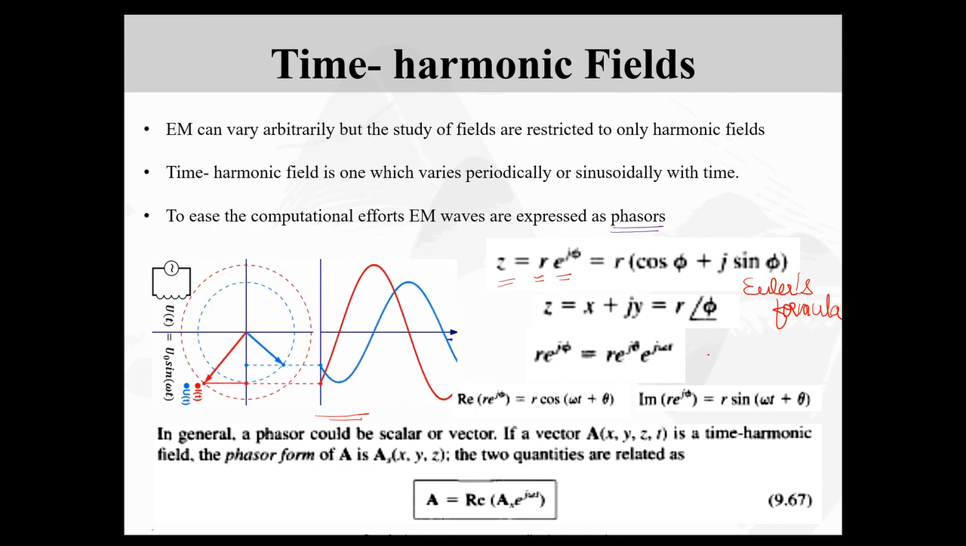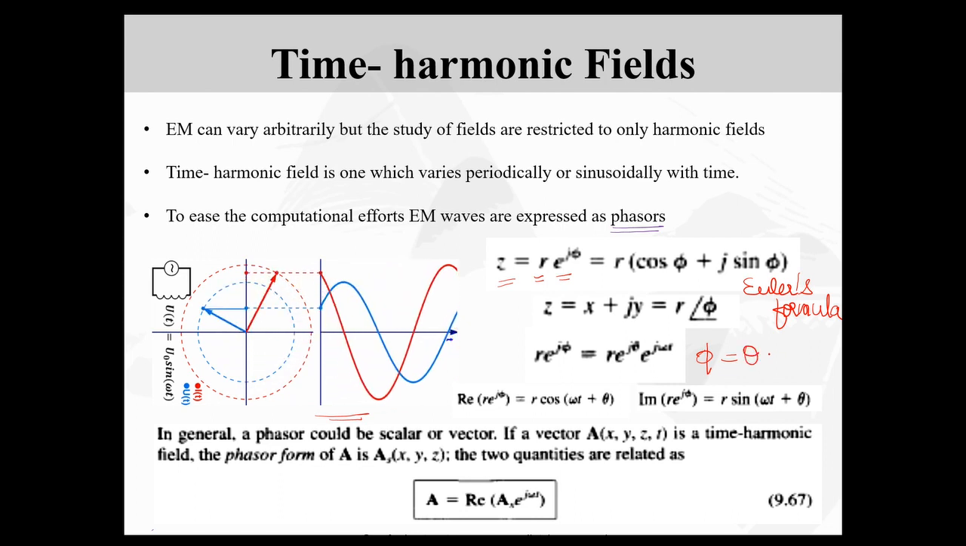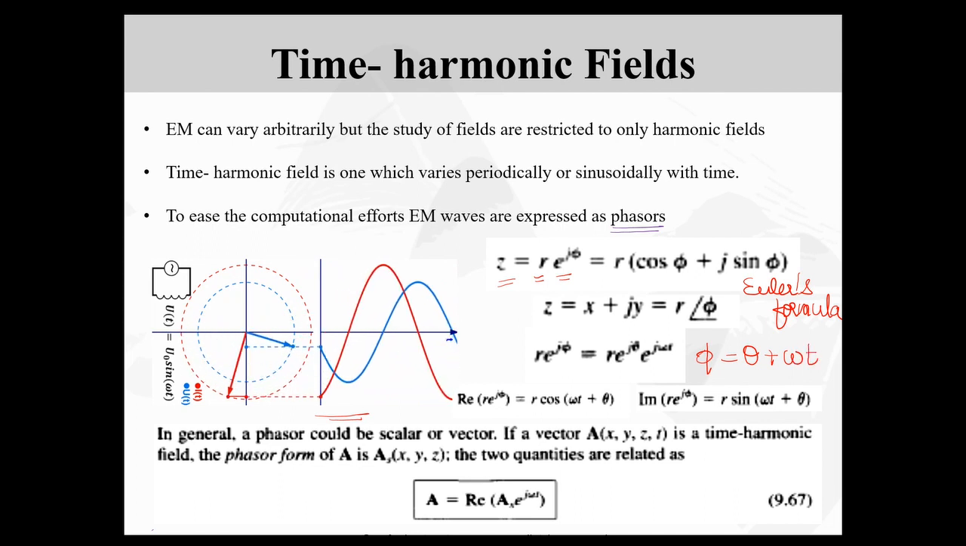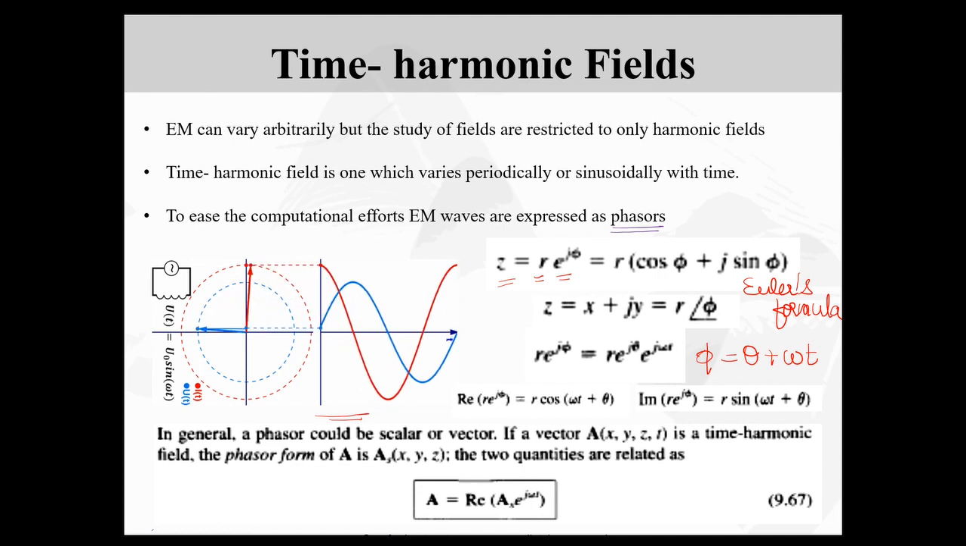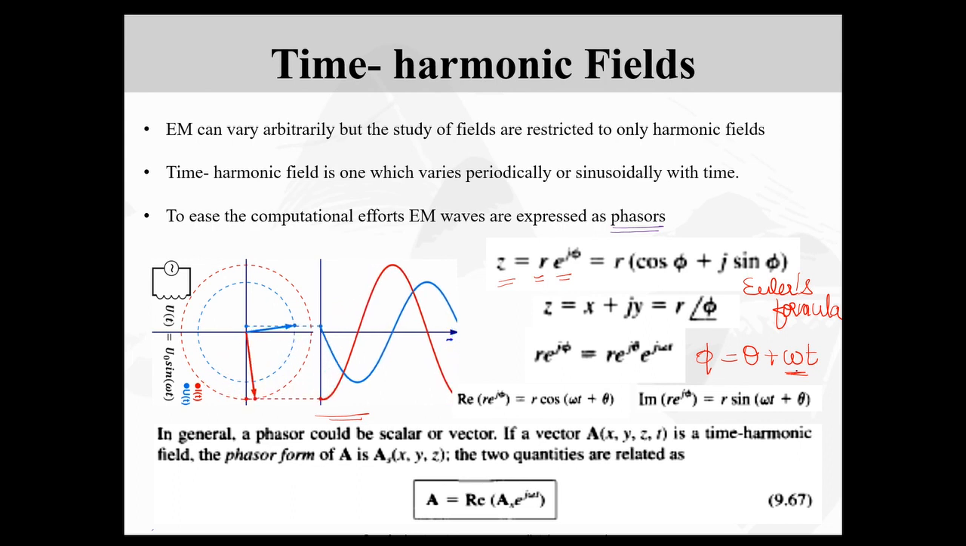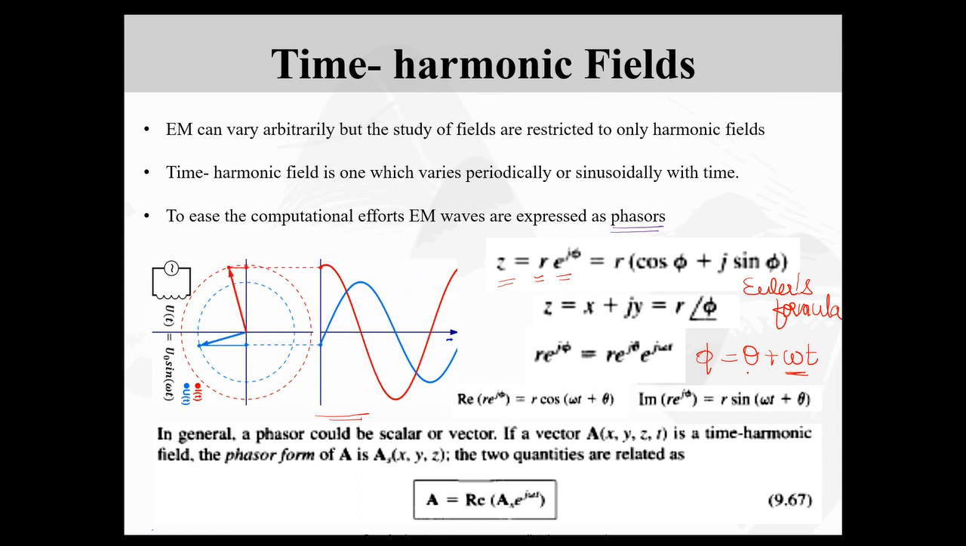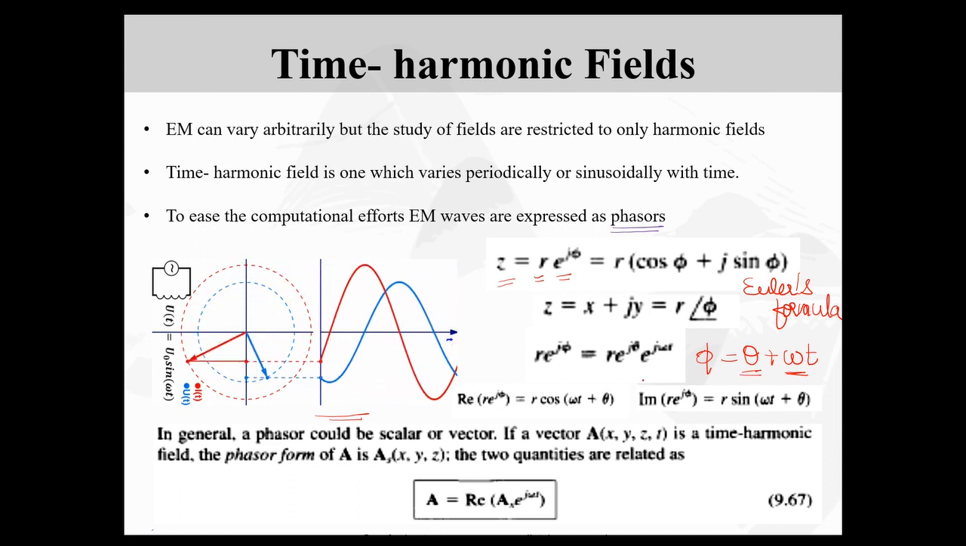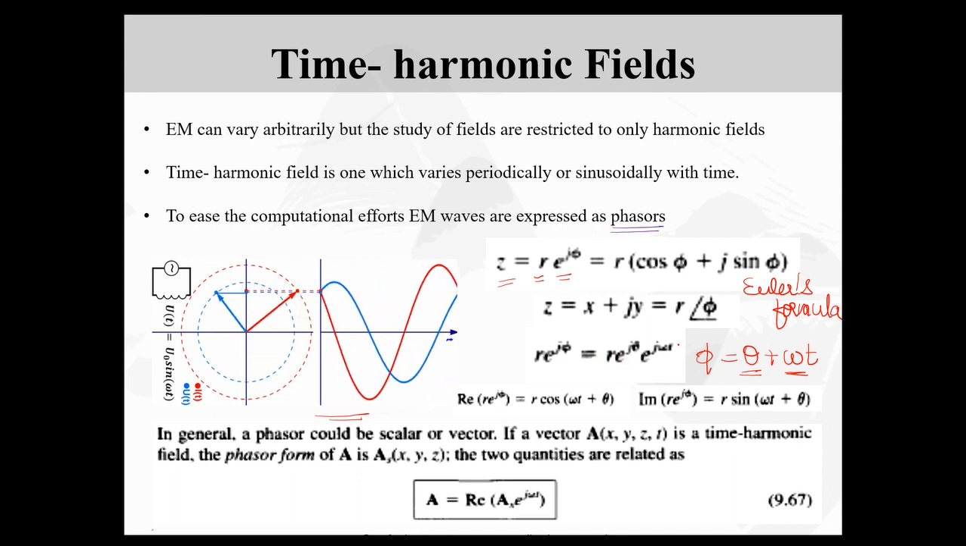Here, if phi is a function of theta and omega, theta plus omega t, it means I assume this particular complex number or sinusoid has an angular frequency omega, which varies with respect to time, and an initial phase of theta. So r into e to the power j phi is expressed as r into e to the power j theta into e to the power j omega t.